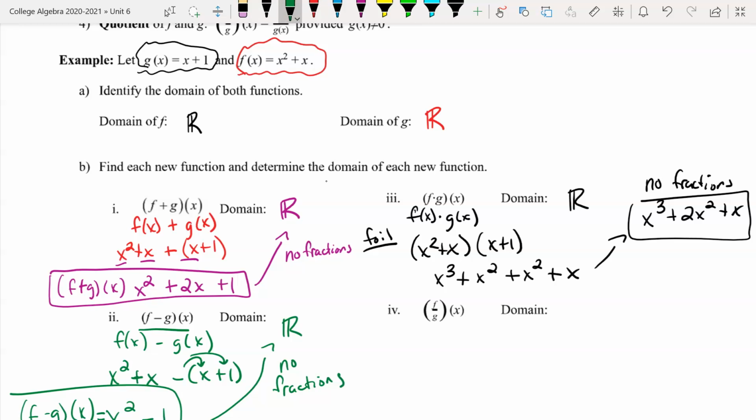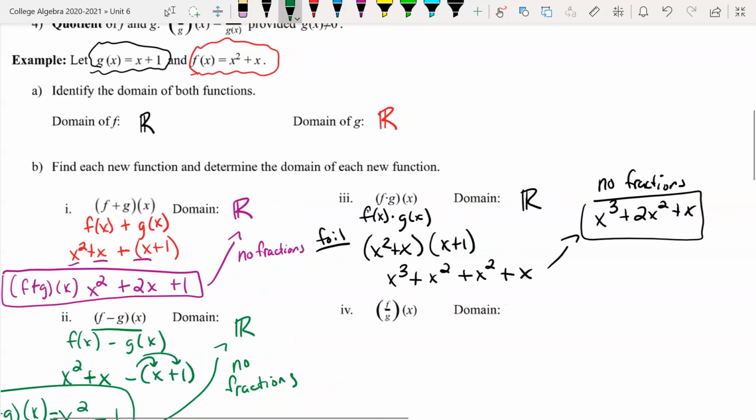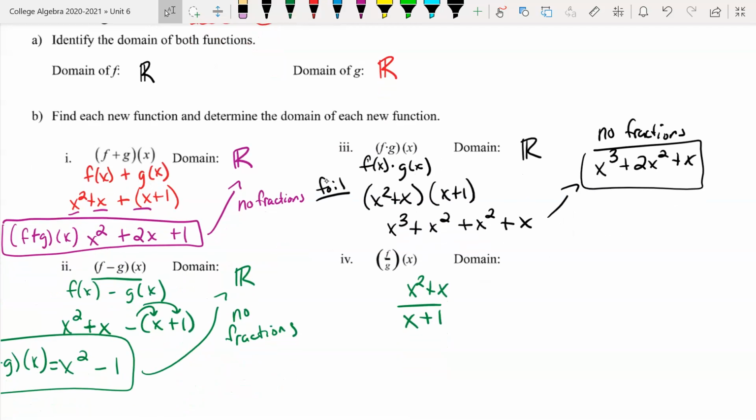Lastly, you have f divided by g of x. Now, if I do this, I get x squared plus x over x plus 1. So before I even go out and simplify, I need to figure out my domain. Well, everything except for x can't be negative 1. So I can do all real numbers except x cannot be negative 1. That's my domain because it gives me 0 on the bottom of a fraction, right? So this is a fraction. If you get 0 on the bottom of your fraction, that means your domain is going to be different. It's not going to be all real numbers.